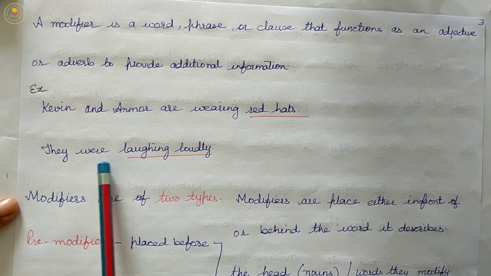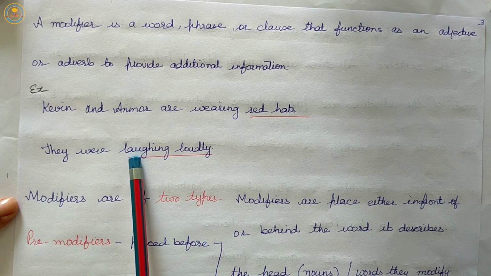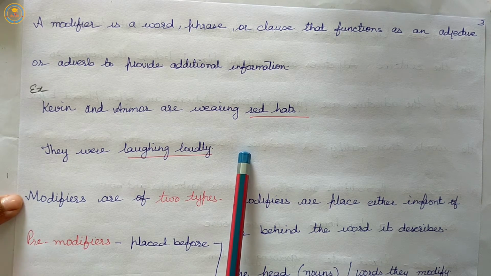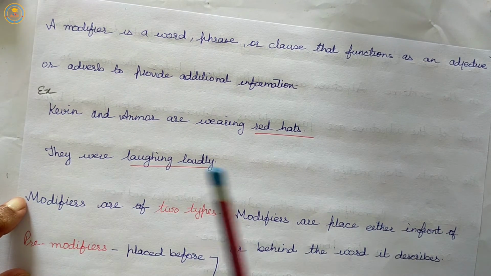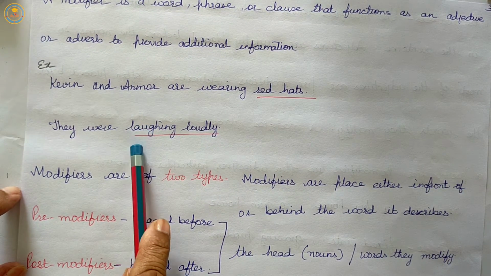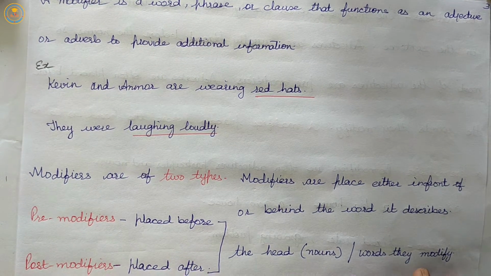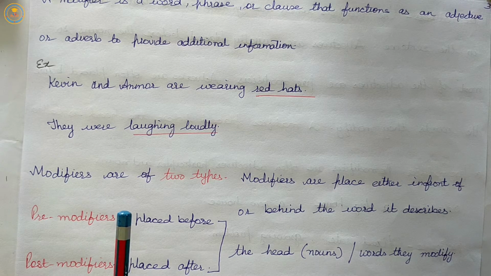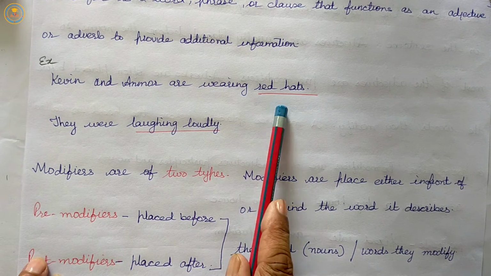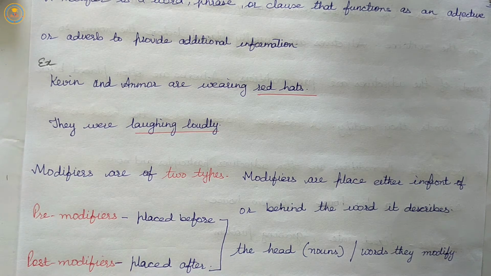Similarly, second, they were laughing loudly or heartily. So they were laughing loudly or talking loudly or laughing heartily. So here the adverb loudly is a modifier of the verb laughing. So with these two example sentences, you can easily understand that a modifier is a word that functions as an adjective or adverb to provide additional information in the given sentence.